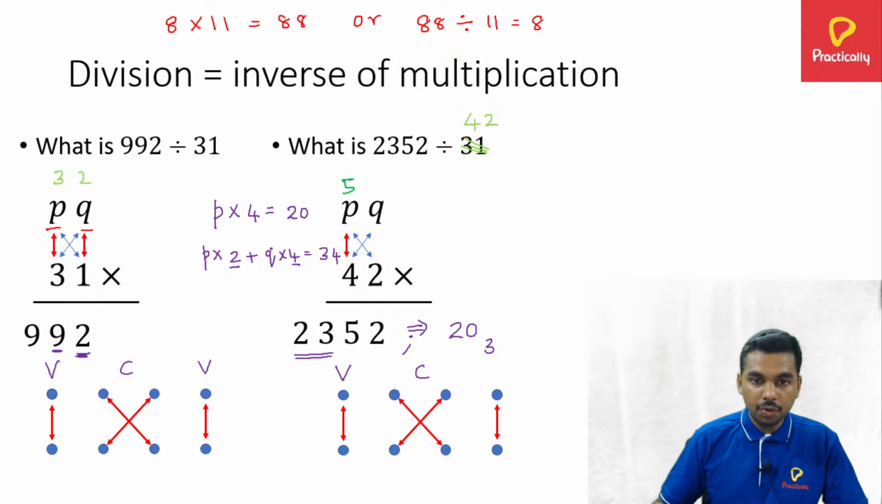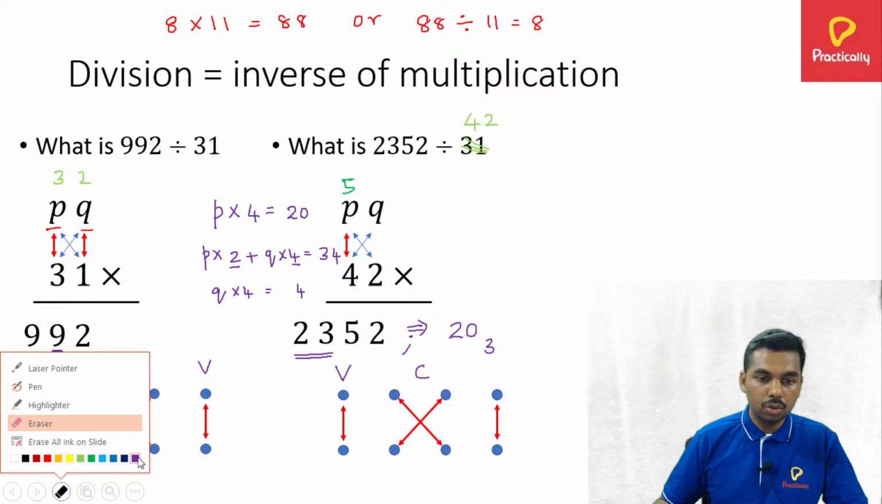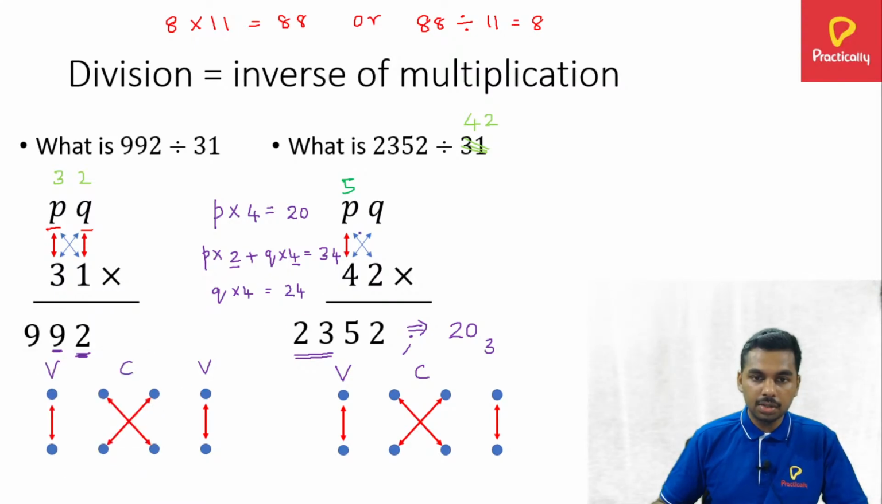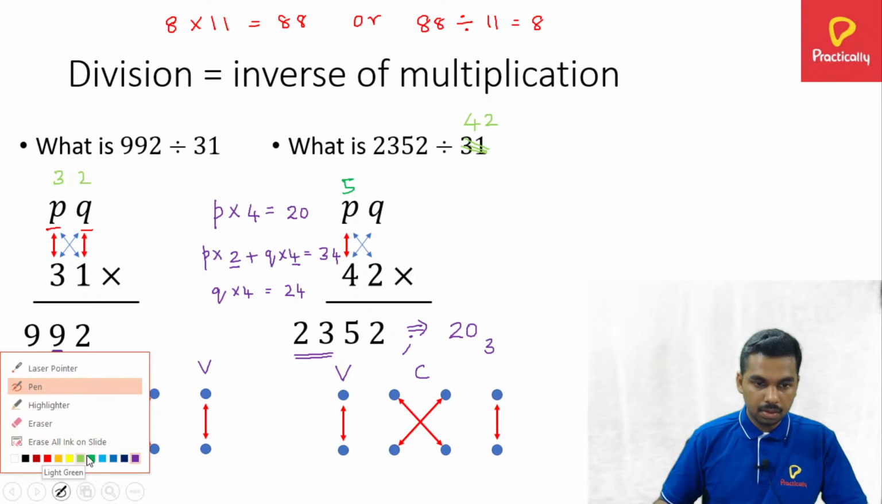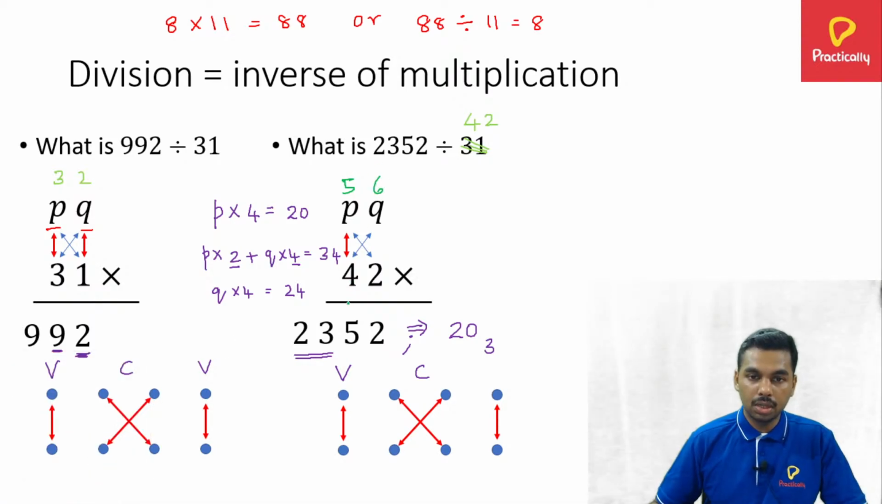So P, the value we already found, is 5. So Q times 4 should be equal to something. Q multiplied by 4 should be very close to or less than 14. We got 14 because 34 minus 20 is, sorry, it should not be 14, it should be 24, because 34 minus 10 is equal to 24. So from this we understand that Q should be equal to 24 divided by 4, or 6. So let's take this ink and write Q equal to 6. So the answer that we got for P and Q is 56.